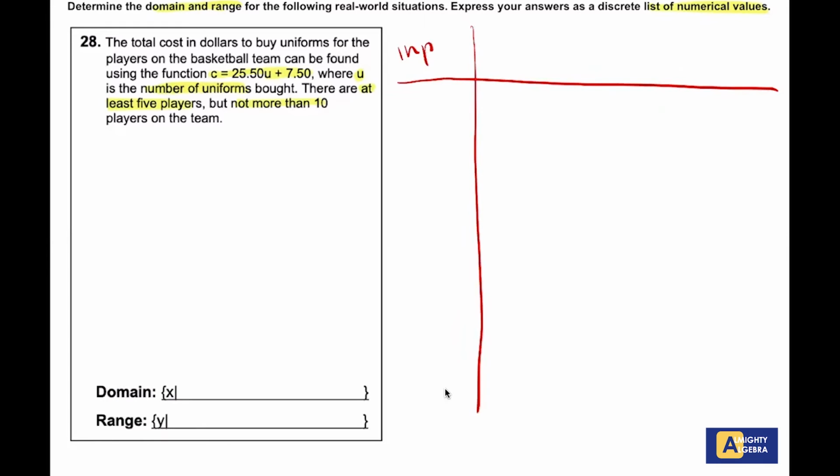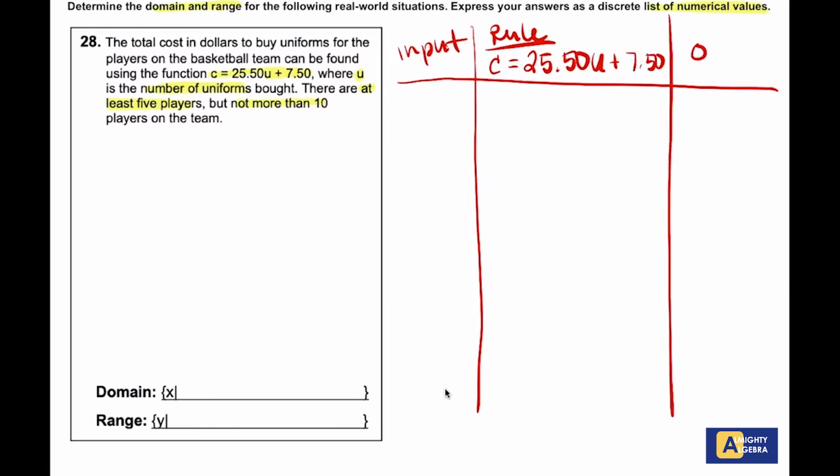We're going to have an input. We're going to have a rule in the middle. The rule for this function is C equals 25.50 U plus 7.50. And then that's going to give us an output. So what are the inputs? The input is the independent variable. The input is the U. U represents the number of uniforms bought.